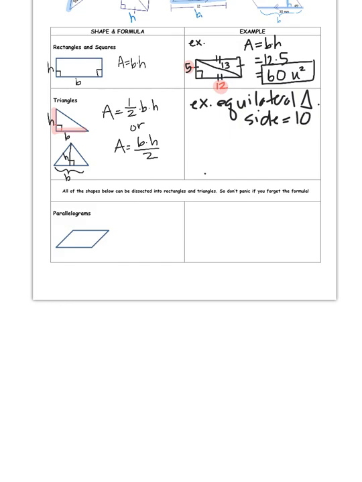So I'm going to draw an equilateral triangle. I know that it has 60-degree angles, and I know all of the sides are 10. Now notice there are no 90-degree angles, no perpendicular sides, so I have to find the height. So I'm going to draw in the height, make a 90-degree angle, and I have to use my 30, 60, 90 reference triangle.